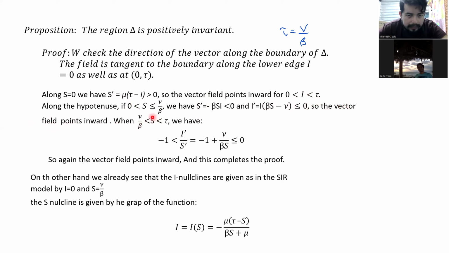And while S is between b over beta and tau, we have that minus 1 is less than I prime over S prime, which is equal to minus 1 plus b over beta S, which is less or equal than 0. So again, the vector field points inward, and this completes the proof. On the other hand, we already saw that the I-null lines are given, as in the SIR model, by I equals 0 and S equals b over beta. And the S-null line is given by the graph of the function.